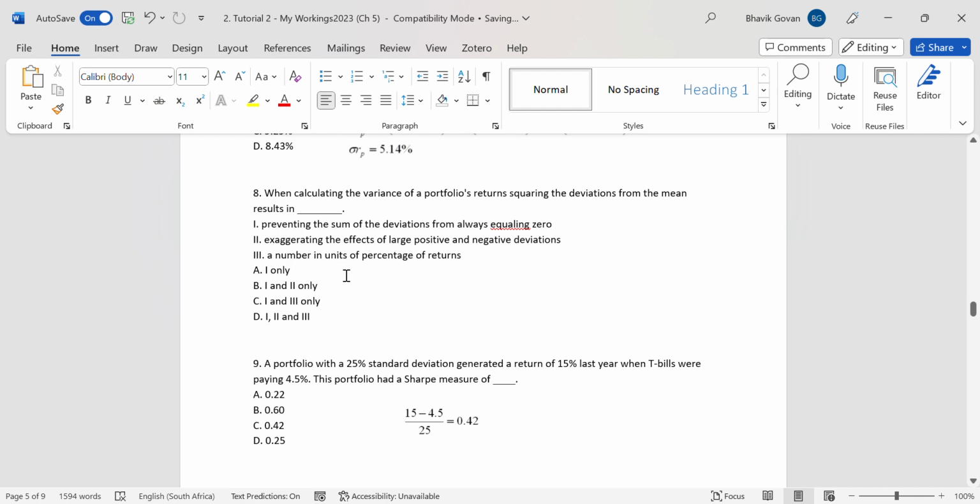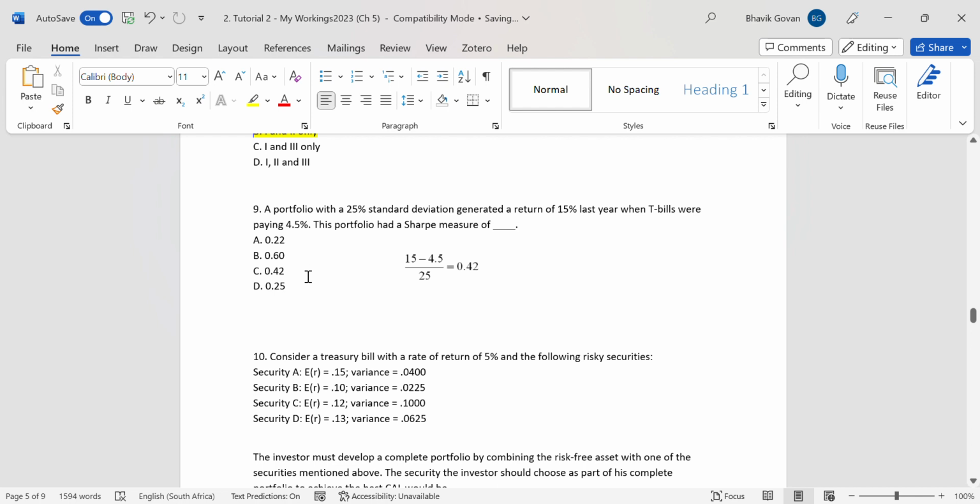When calculating the variance of a portfolio's returns, squaring the deviations from the mean results in preventing the sum of the deviations from always equaling 0, exaggerating the effects of large positive and negative deviations, a number in units of percentage of returns. So the correct answer here is B.